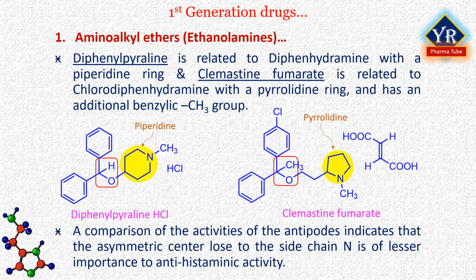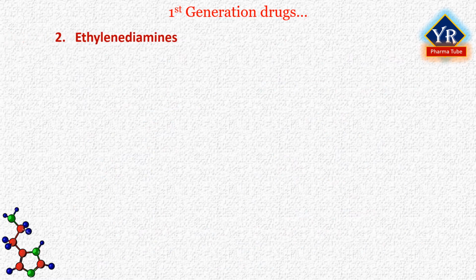Drowsiness is a side effect common to the tertiary aminoalkyl ethers, presumably as a result of the ability of these compounds to penetrate the blood-brain barrier and occupy central H1 receptors. Although this side effect is exploited in over-the-counter sleeping aids, it may interfere with the patient's performance of tasks requiring mental alertness. Number 2. Ethylenediamines.